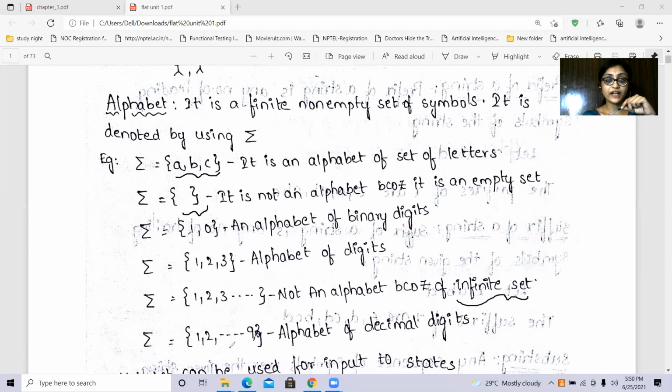After that, if we consider the alphabet of decimal digits like 1, 2, 3, and so on up to 9, this is called the alphabet of decimal digits. In this way, we have to define the alphabets.